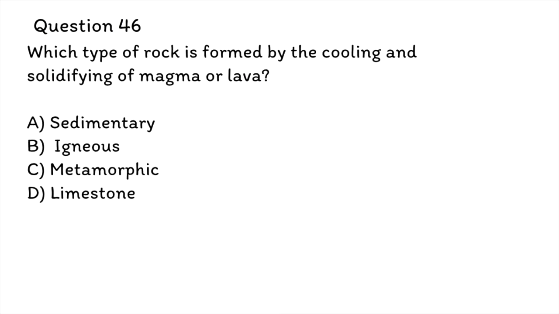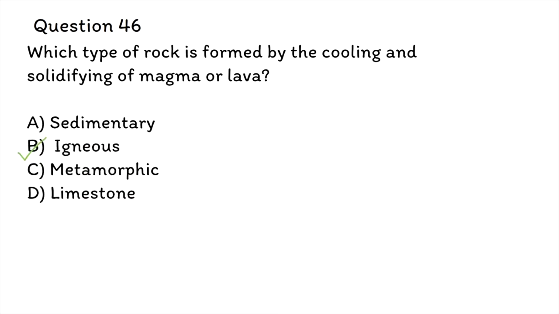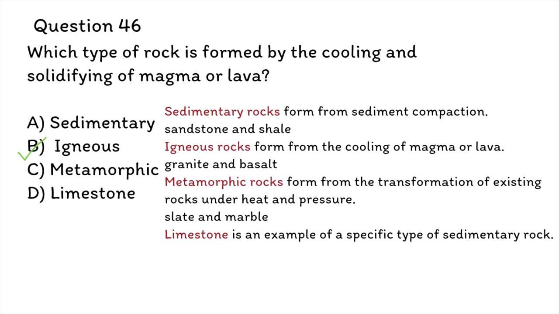Question 46. Which type of rock is formed by the cooling and solidifying of magma or lava? A. Sedimentary. B. Igneous. C. Metamorphic. D. Limestone. The correct answer is B. Igneous rocks. Igneous rocks are formed from the solidification and cooling of magma or lava. Common examples are granite and basalt.